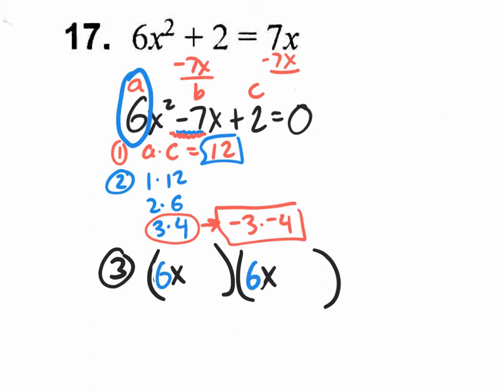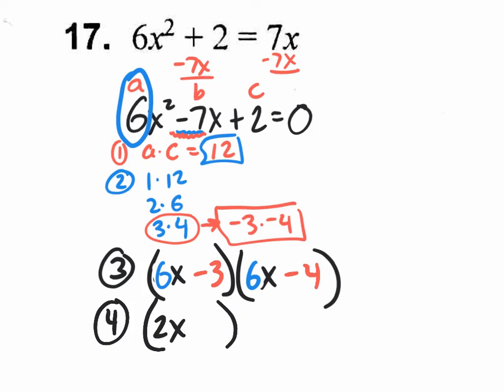And we're going to take the pair of numbers from step 2 and just plug them into these empty spots. We're going to put a minus 3 and a minus 4 right in there. And then step 4, the magical step where you magically divide that top first binomial by whatever you can. 6 and 3, you could divide both of those by 3, so you will get 2x minus 1. And the other one, the 6 and the 4, you could divide both of those by 2, and you'll get a 3x minus 2.